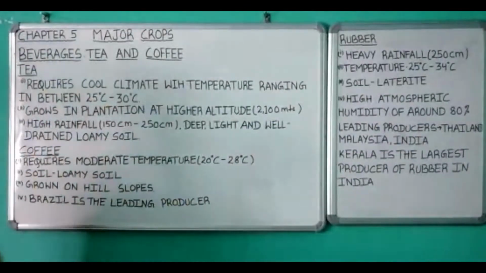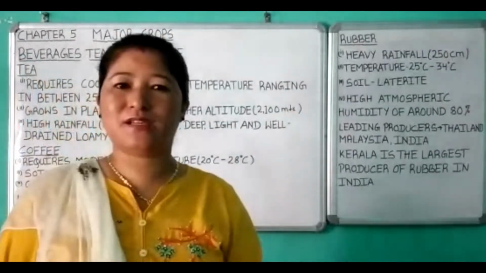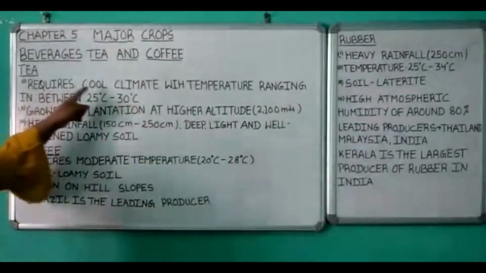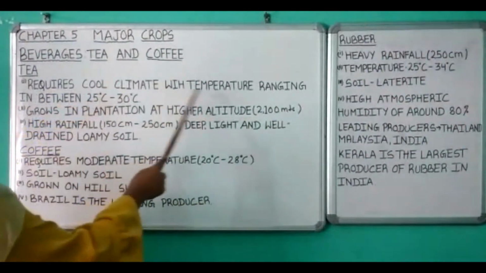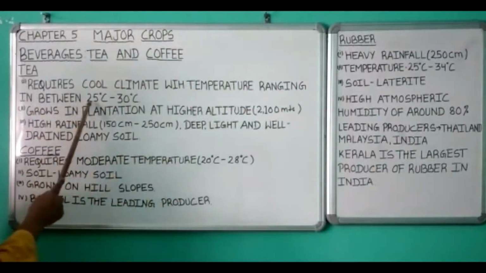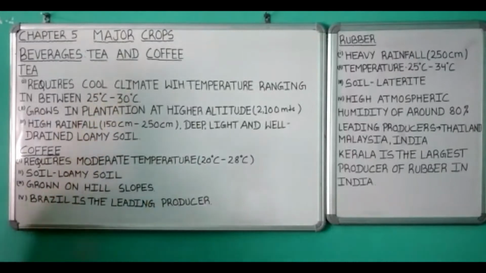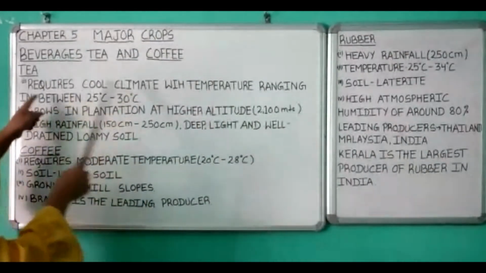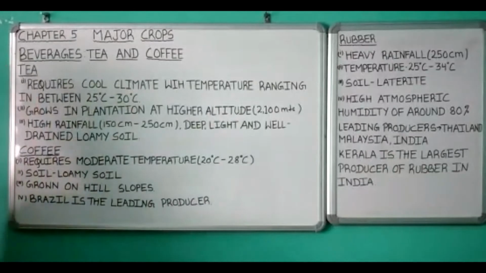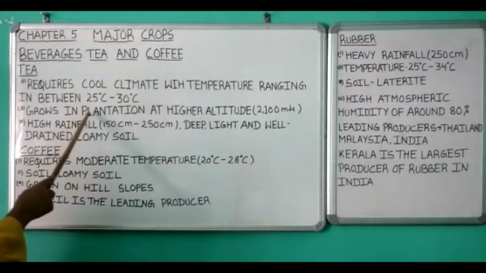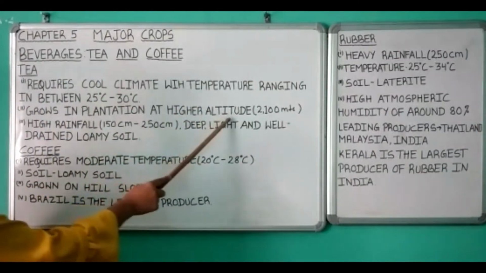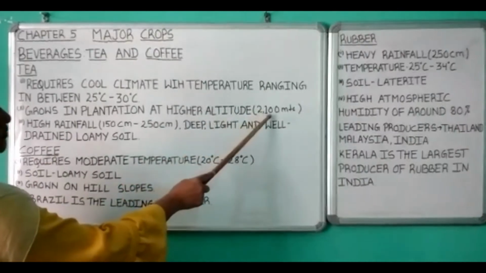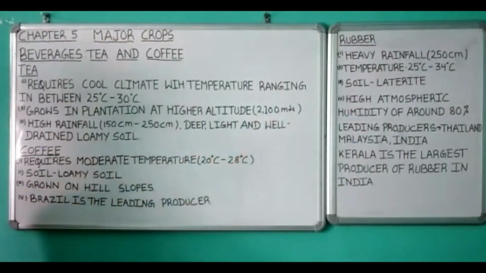Tea is a shade-loving plant. Therefore, it grows in a cool climate with temperature ranging between 25 degrees Celsius to 30 degrees Celsius. This is the ideal temperature for the growth of tea. Then it grows in plantations at a higher altitude, around 2100 meters above mean sea level.